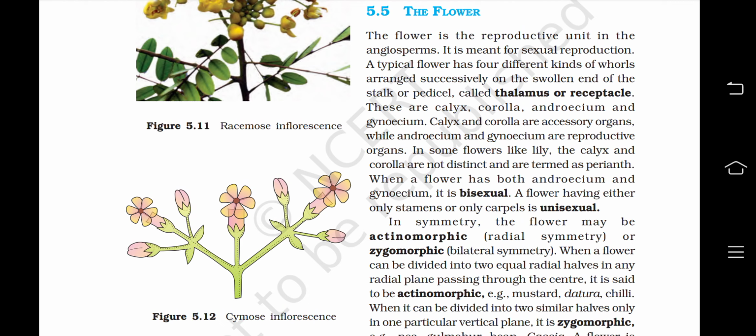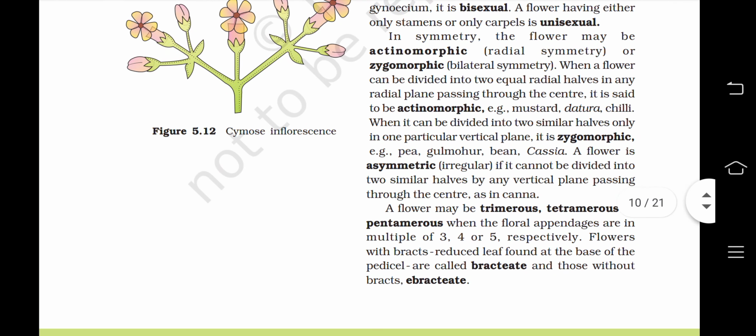When a flower can be divided into two equal radial halves in any radial plane passing through the center, it is said to be actinomorphic. Example: mustard, datura, chili. When it can be divided into two similar halves only in one particular vertical plane, it is zygomorphic. Example: pea, gulmohar, bean, cassia. A flower is asymmetric or irregular if it cannot be divided into two similar halves by any vertical plane passing through the center, as in canna.